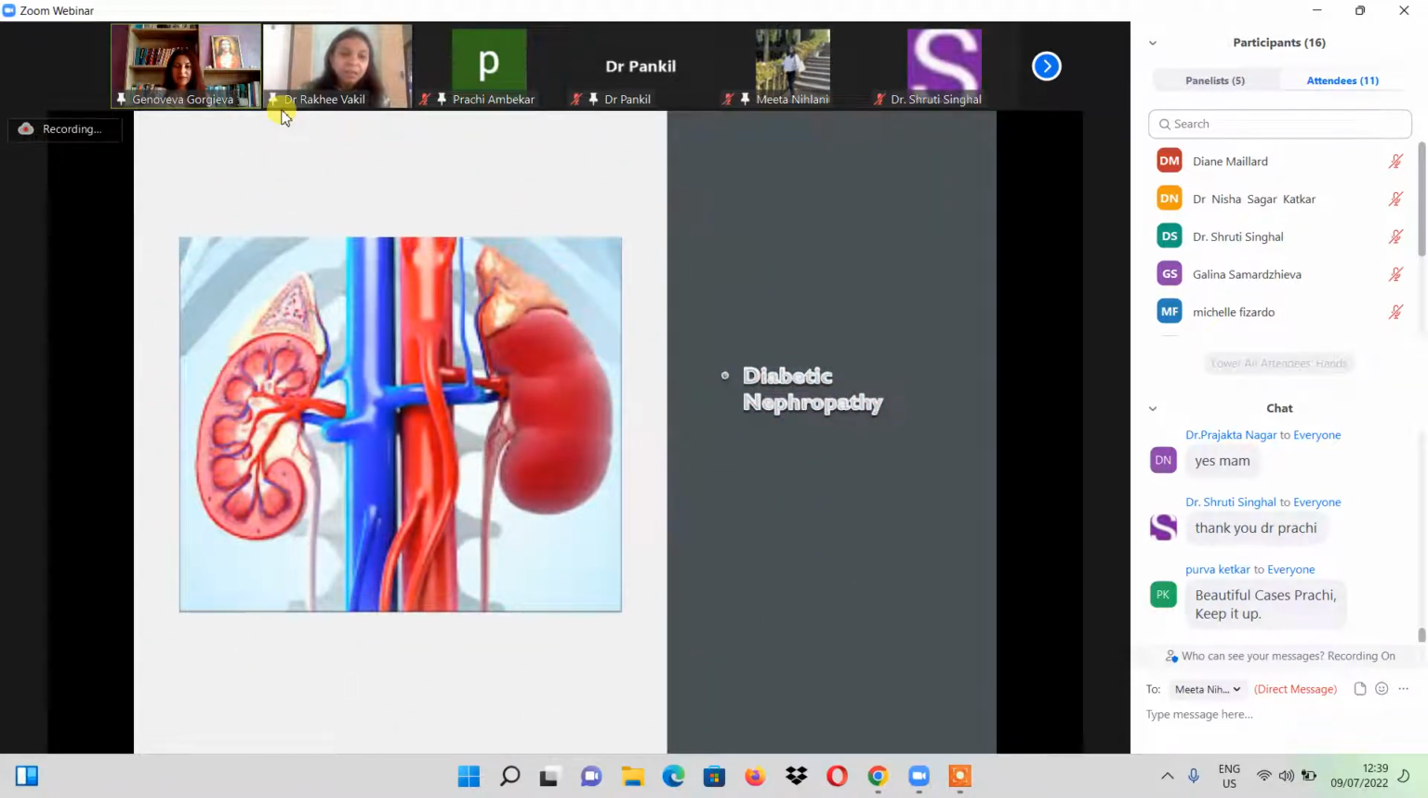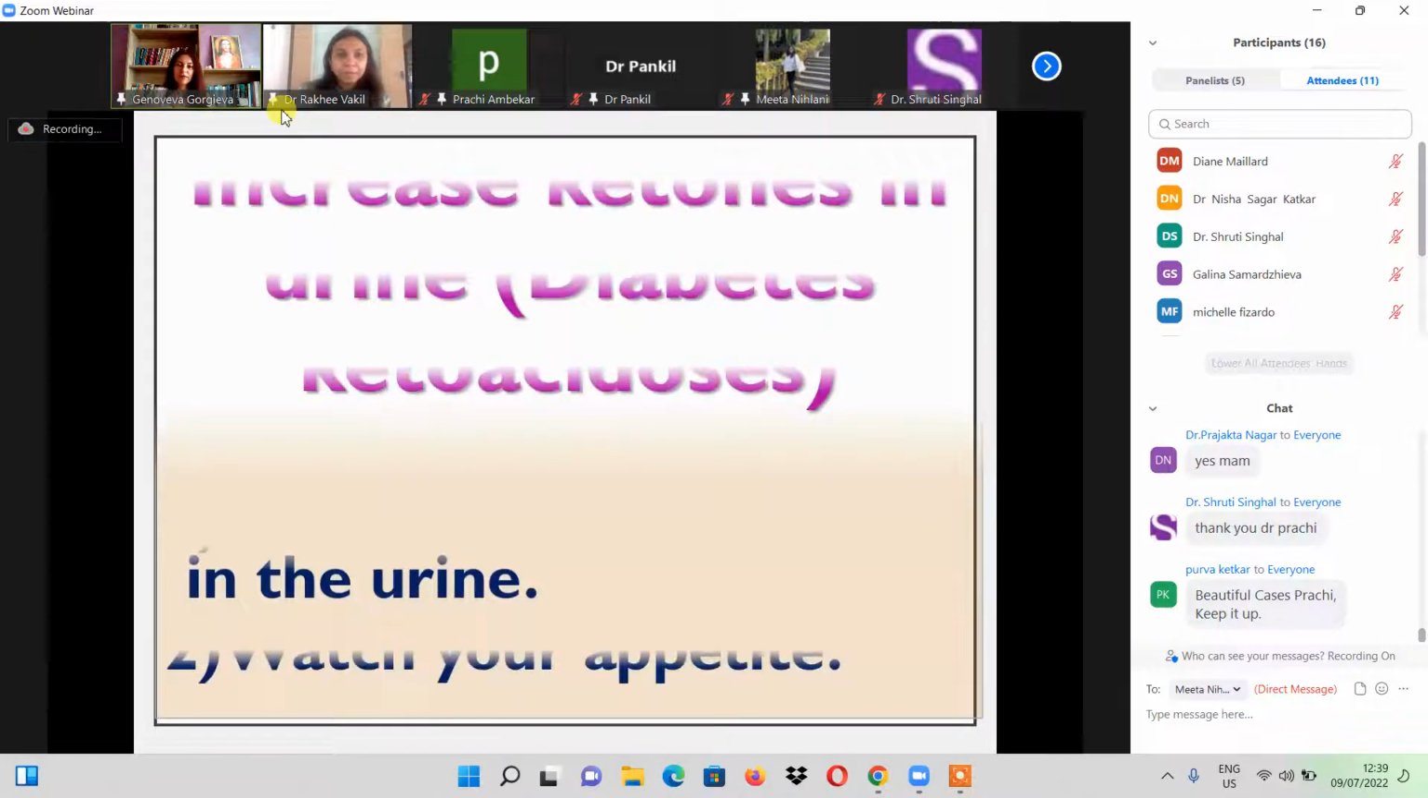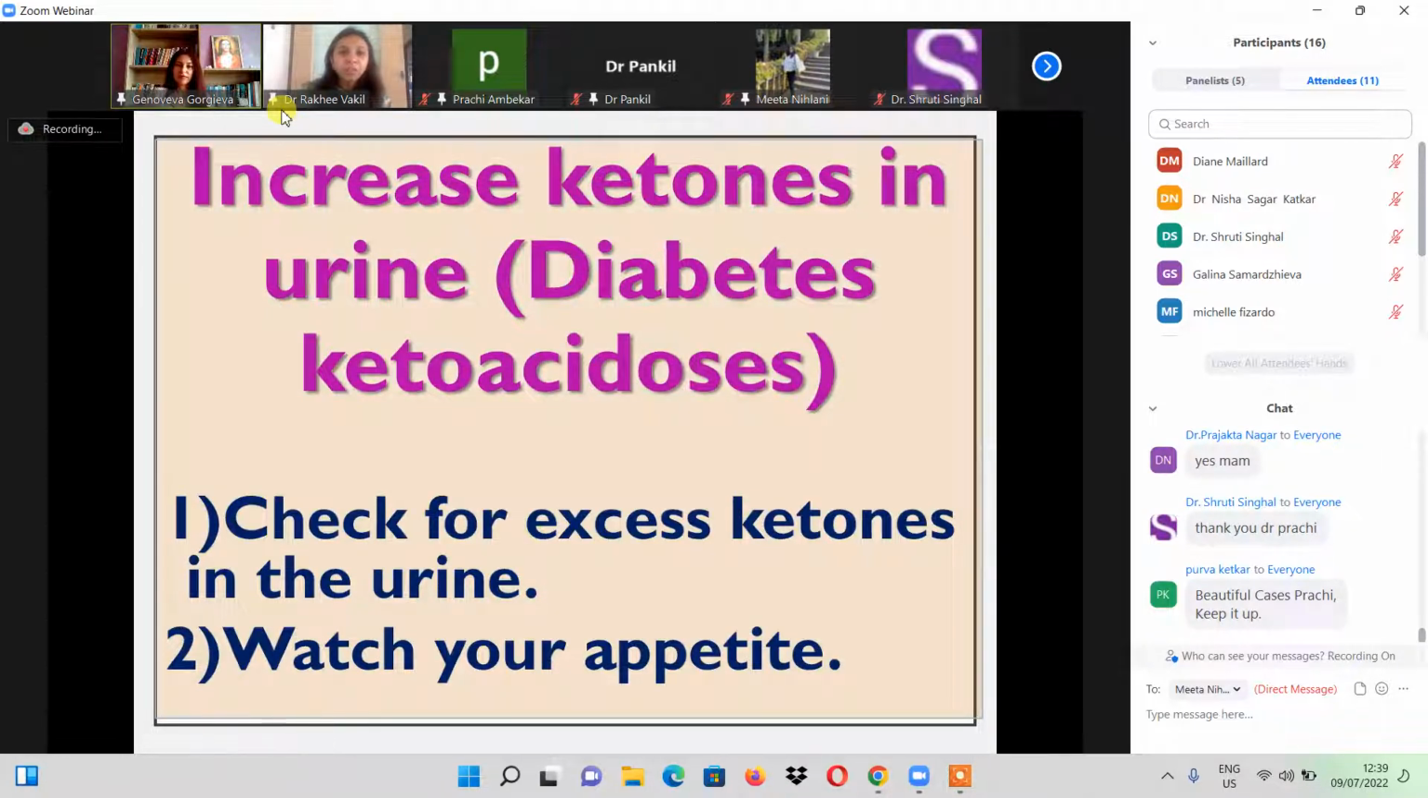Diabetic nephropathy. Diabetic nephropathy is diabetes when it starts affecting the kidneys. This is what happens. Increased ketones in urine, which is called diabetic ketoacidosis. So one must constantly keep a check on excess ketones in the urine and watch your appetite, for which you have to keep on doing your renal function tests on a regular basis to assess how your diabetes is controlled in your body. It gives an indication if you need to address your issues, and we can come to know through the abnormal renal function tests or ketone bodies in the urine that are present.